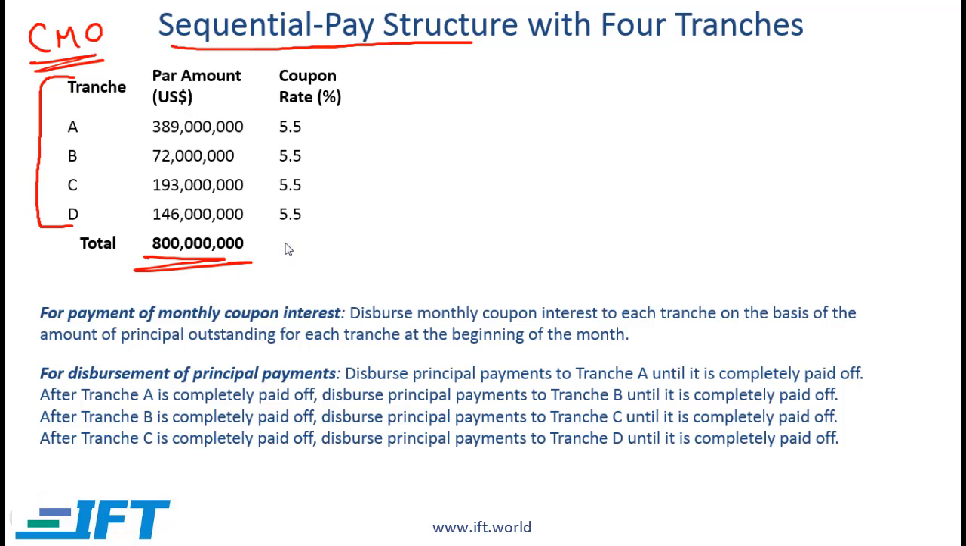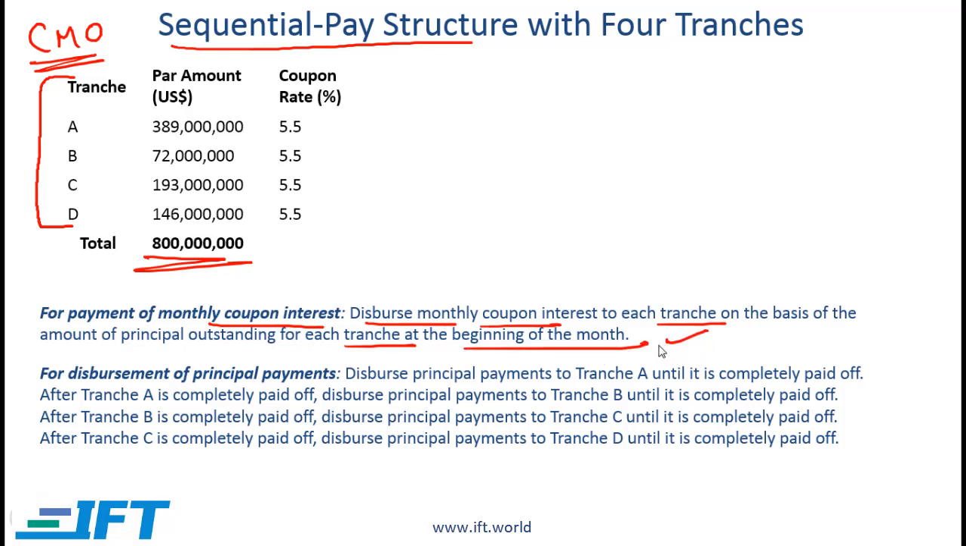Our entire discussion so far with mortgage pass-through securities and CMOs is based on agency securities. There is no credit risk, therefore there is no point talking about credit tranching. Now, the question really is, how are payments distributed across the 4 tranches, and how is the prepayment risk distributed? For payment of monthly coupon interest, this is the rule. Distribute monthly coupon interest to each tranche on the basis of the amount of principal outstanding for each tranche at the beginning of the month.